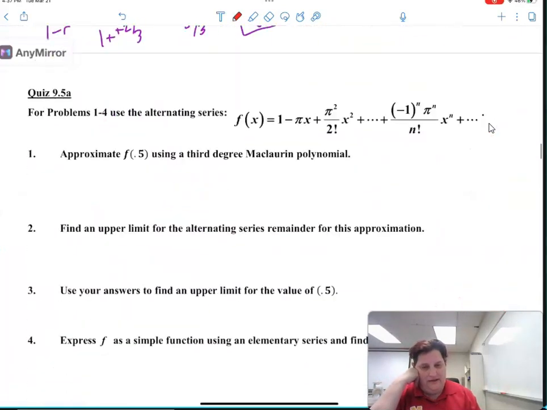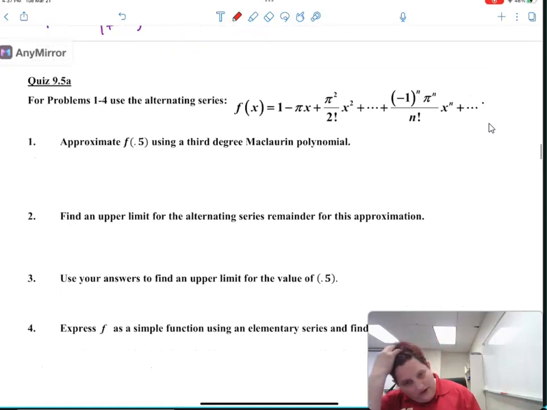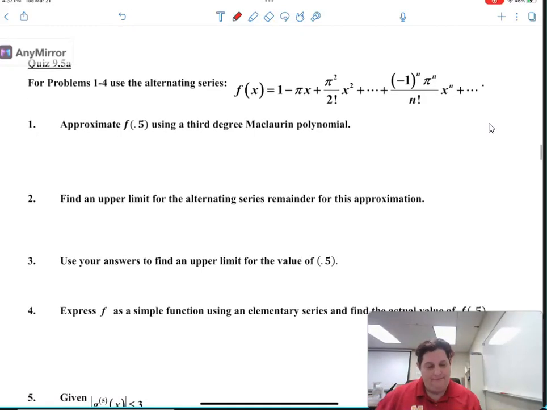All right, killer. Let's look at one more. Whoo, guys, this was our remainder section. This is a little tricky for sure, and I need to have a calculator with me. Okay, alternating series, here we go. Approximate f of 0.5 using a 3rd degree Maclaurin polynomial.